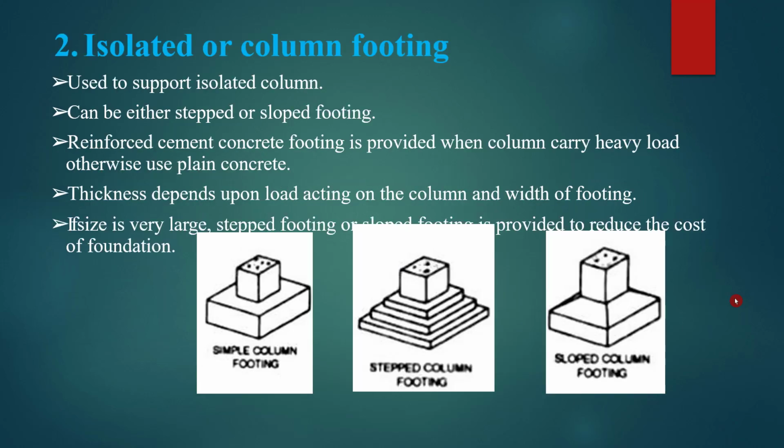We have isolated or column footing. So the previous one was for the wall and this is for the column. In the column or the frame structure, which has columns and beams, we can transfer the load from column to the ground through the isolated footing, meaning a single foundation for a single column, in a very simple way.